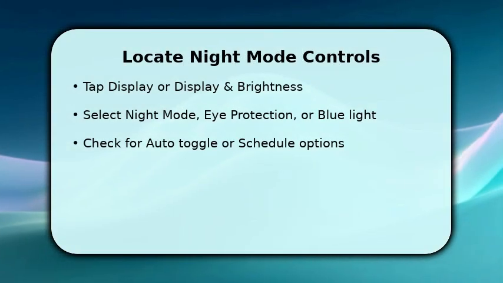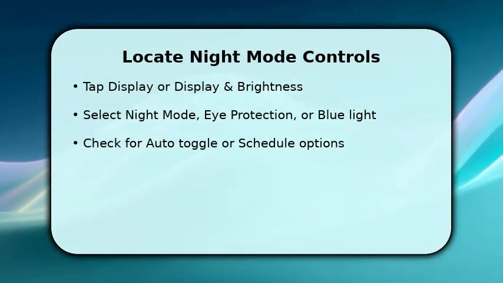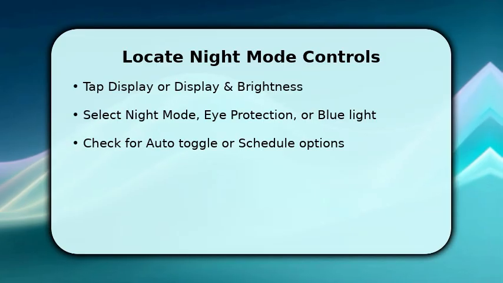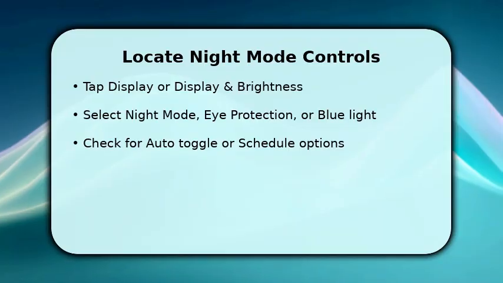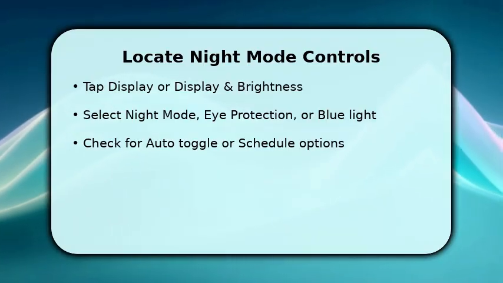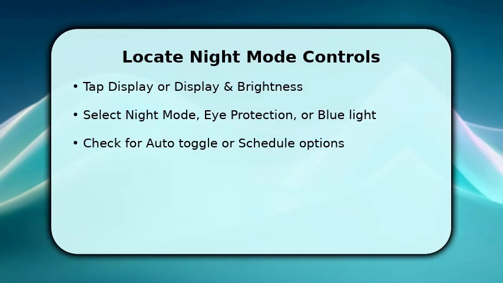You should now be in display settings. Tap night mode, eye protection, or blue light depending on your V27 UI naming. Once selected, look for an auto or schedule toggle. This is what toggles automatic night adjustments based on time or ambient light.